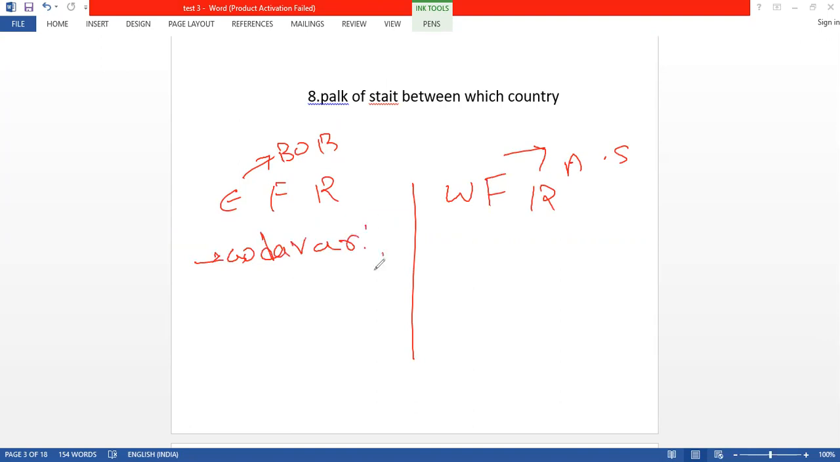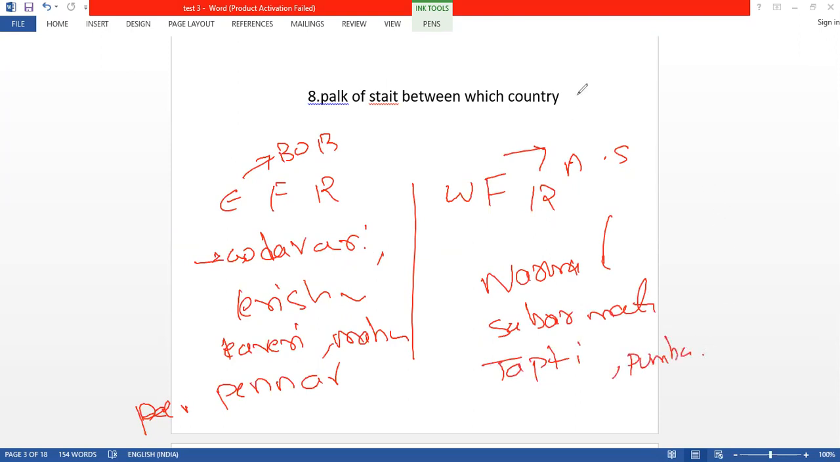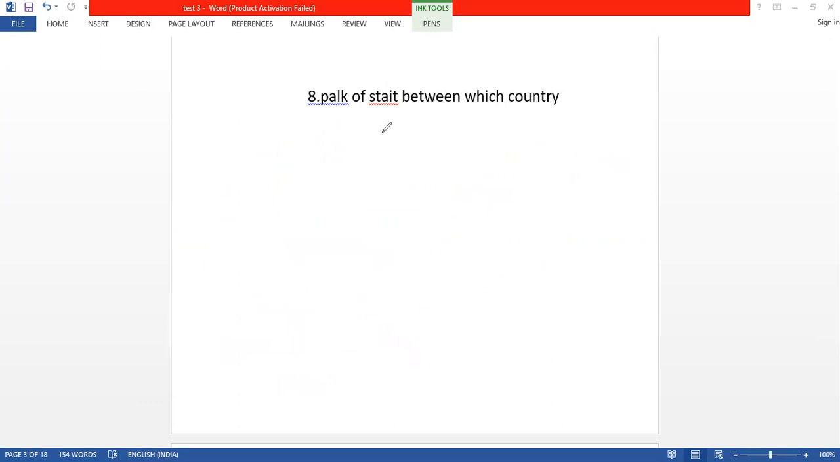Godavari, Krishna, Kaveri, Mahanadi, Pennar, etc. West flowing rivers: Narmada, I told you just, Sabarmati, Tapti, Kumba, etc. Okay, just add a few more points from yourself.